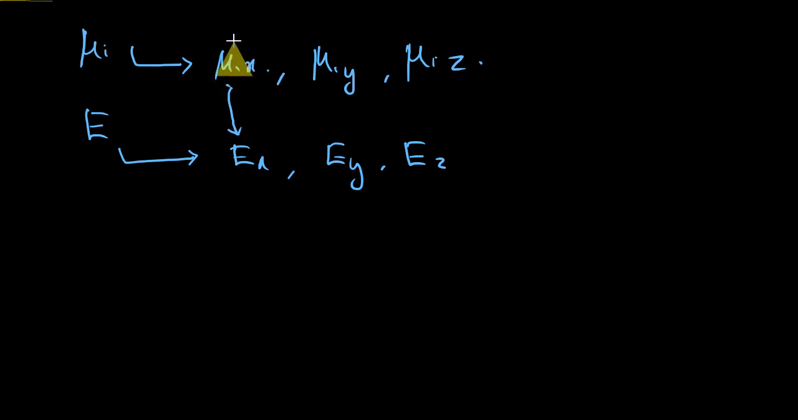The component of the induced dipole moment in the x direction is not only determined by the electric field component in the x direction, but it is also influenced by the electric field component in the y direction, and by the electric field component in the z direction. So mu Ix depends upon Ex, Ey, and Ez. Like that, mu Iy depends not only on Ey but also on Ex and Ez. So it is the case with mu Iz also.